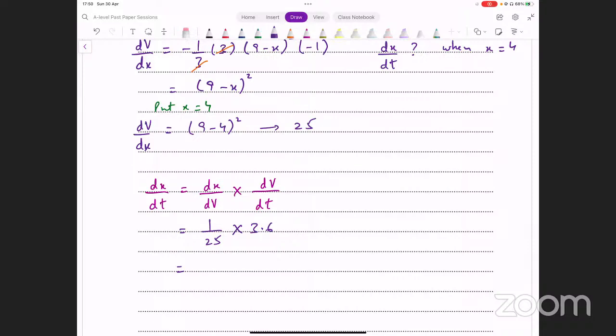ठीक है. dx over dt हमारे पास यहाँ पे क्या आता है? Let's evaluate this. 3.6 divided by 25. All right, what do we get from this? This is giving me 0.144, or you can say 18 over 125. ठीक है. This is what dx over dt is turning out to be.